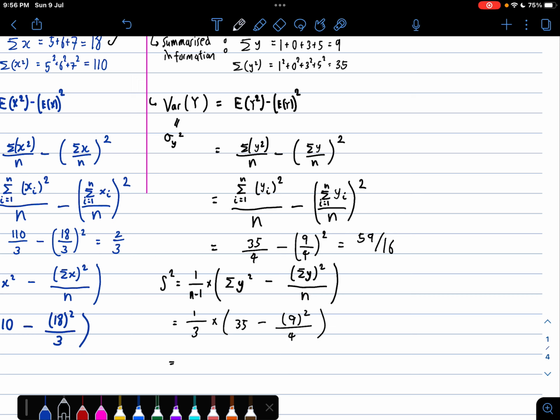Type this in the calculator. Let's see what this is. 1/3 times 35 minus 9 squared over 4. Okay, that's 59 over 12. Cool. Very good. Moving on.